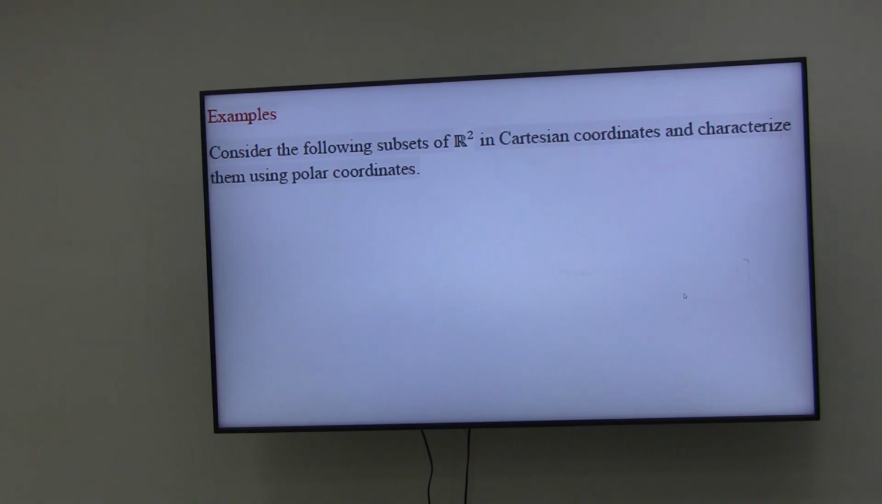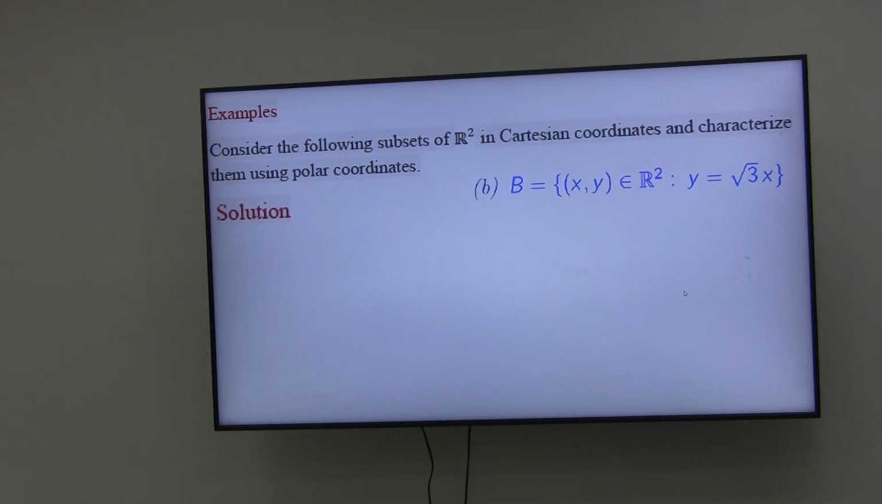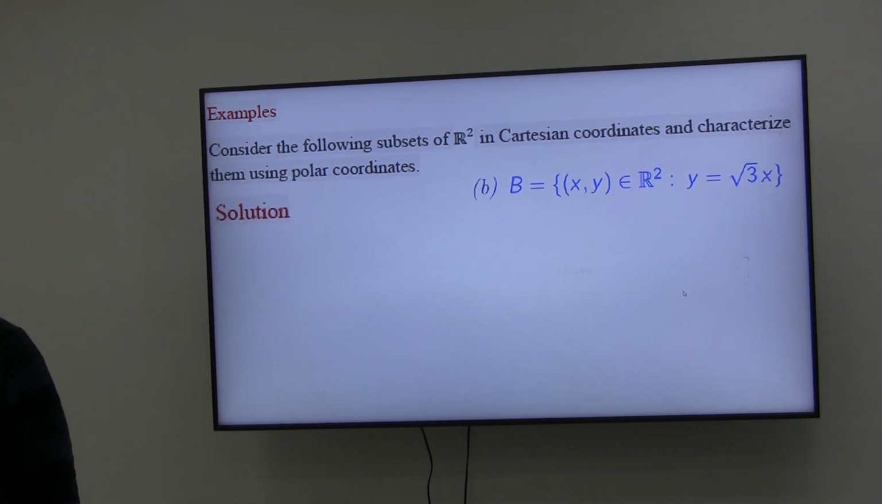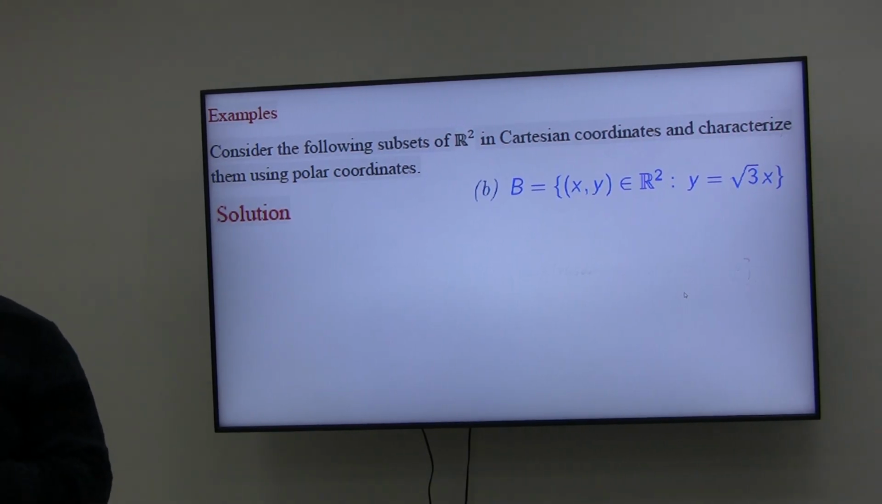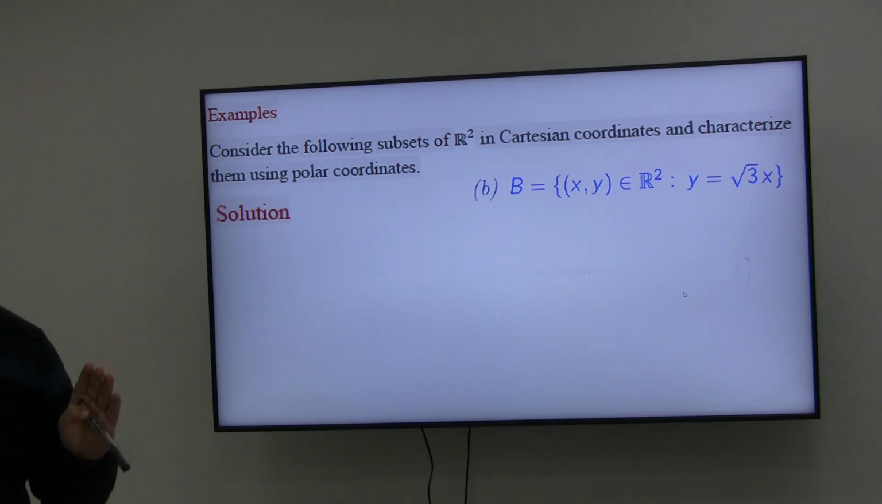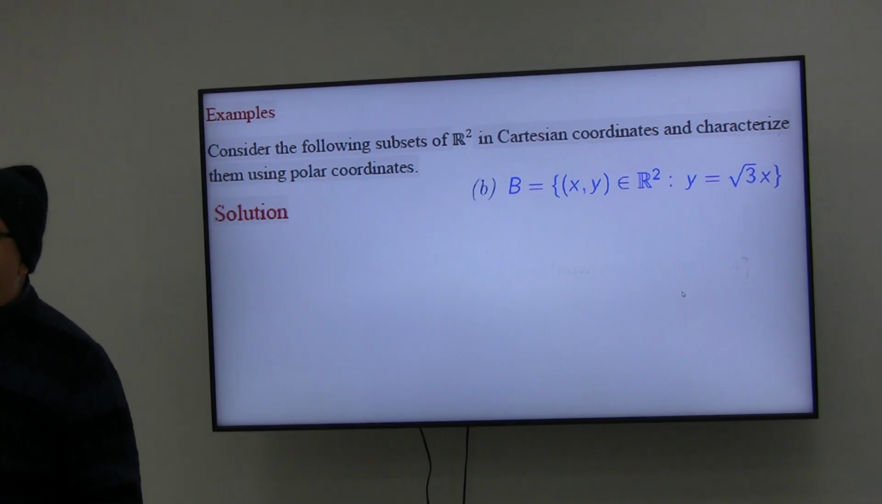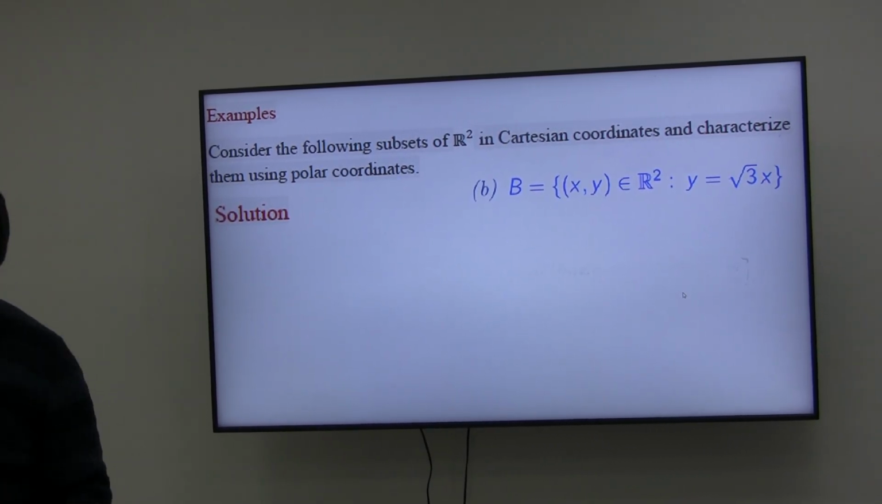Okay, come let's look at another problem. That's another problem. Problem number B, which is x and y belongs to R squared such that y is equal to root 3 of x. I want to characterize this equation but in polar coordinates. So it's an equation of a straight line, right? That's an equation of a straight line passing through the origin. Isn't it? So how would it look in r and theta? Just to make a substitution.